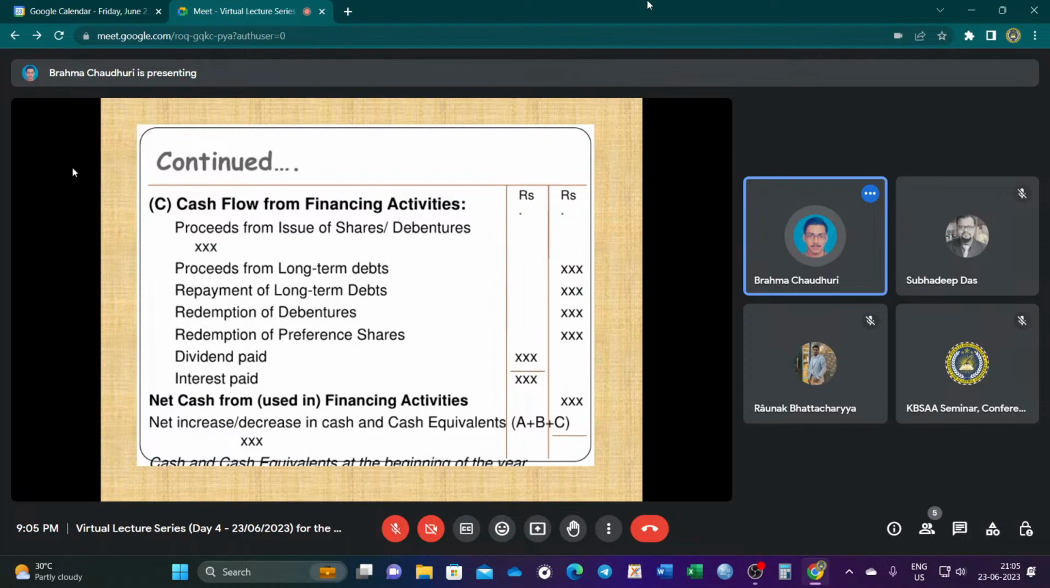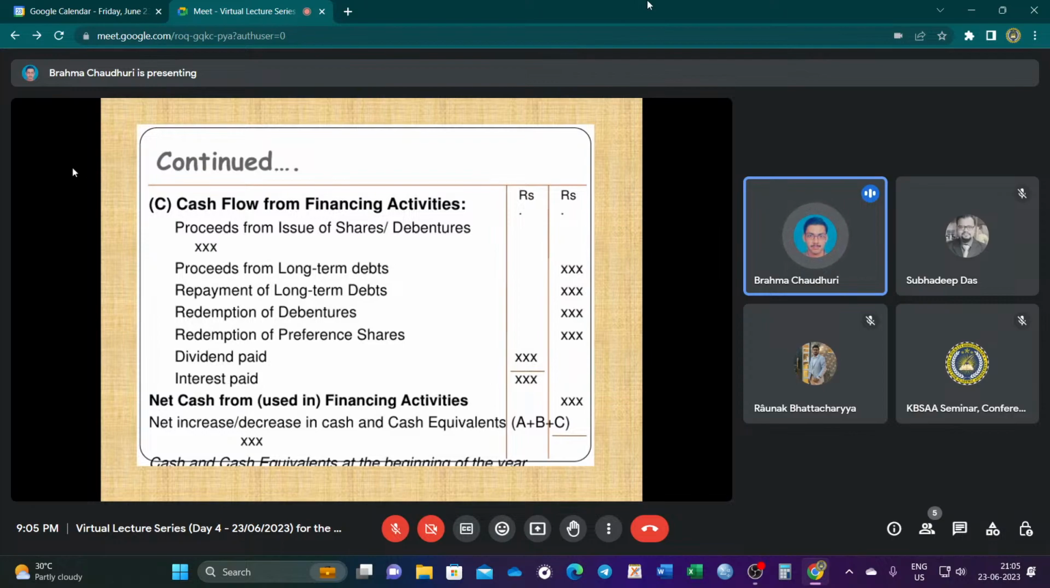For that, we will have to analyze the liability side of the balance sheet, whether there is any cash inflow or outflow from the various types of financing activities. So various types of financing activities like the proceeds from issue of shares and debentures, it is a cash inflow. Proceeds from long-term debts, again it is a cash inflow. Repayment of long-term debts, that is the cash outflow. Redemption of debentures, redemption of preference shares, those are cash outflow. Dividend paid, interest paid, those are all cash outflow.